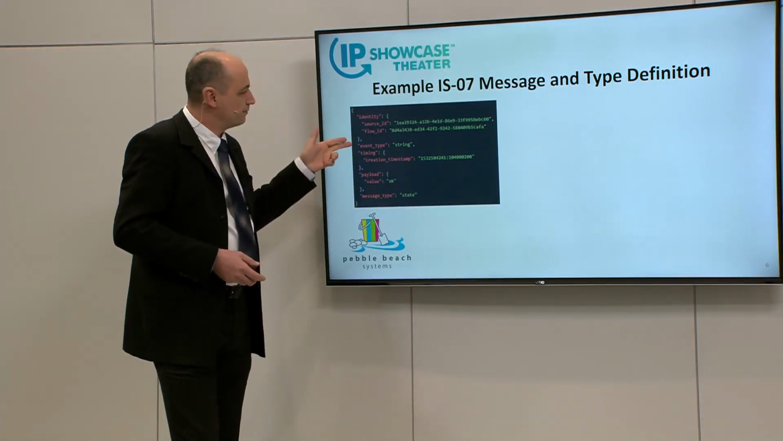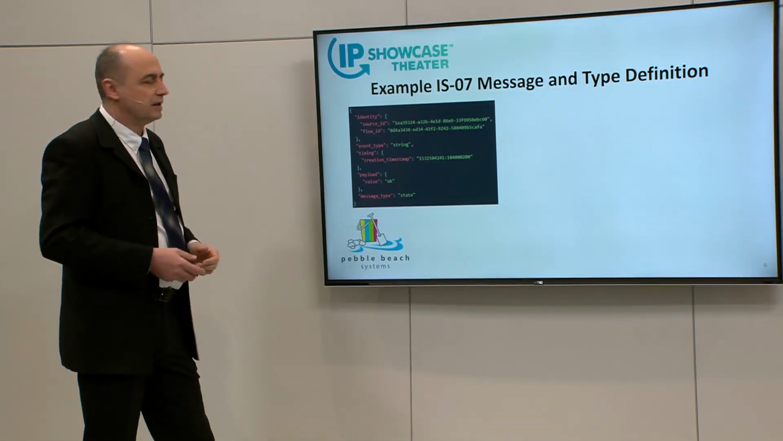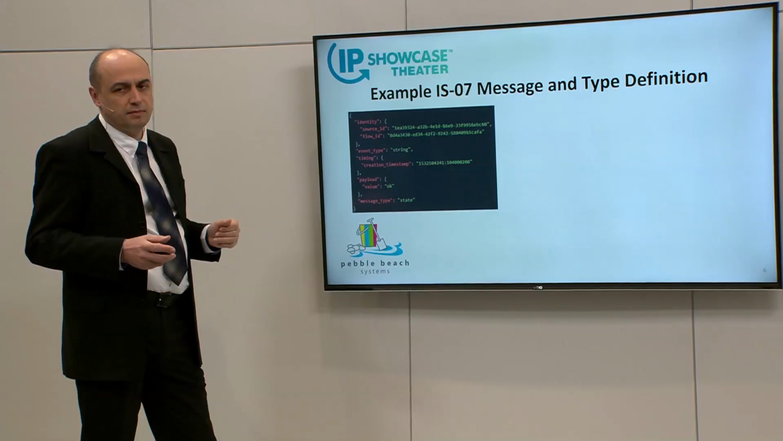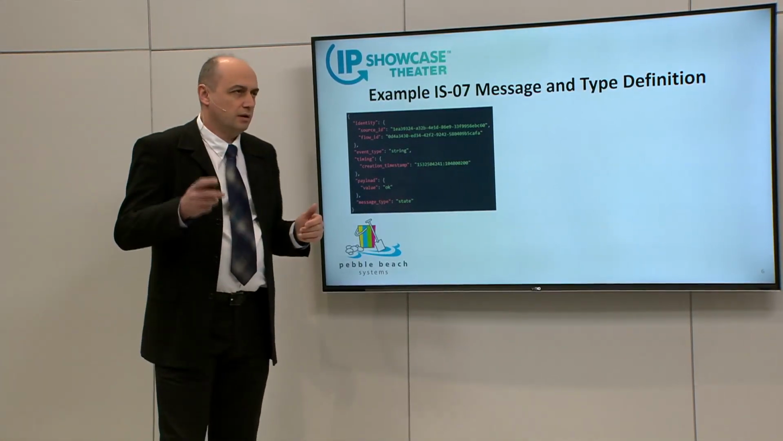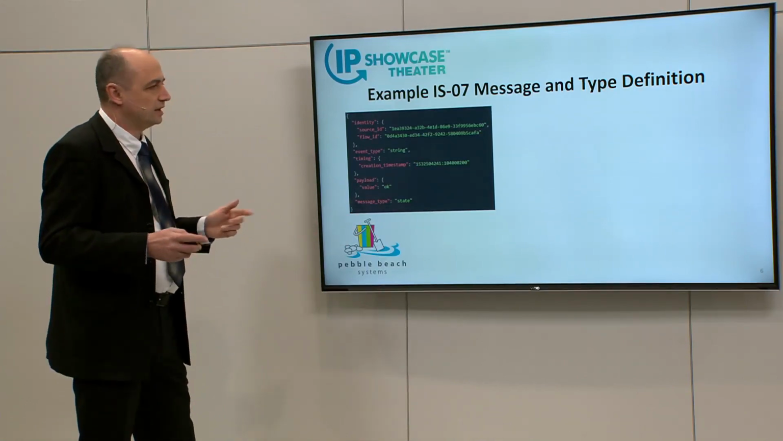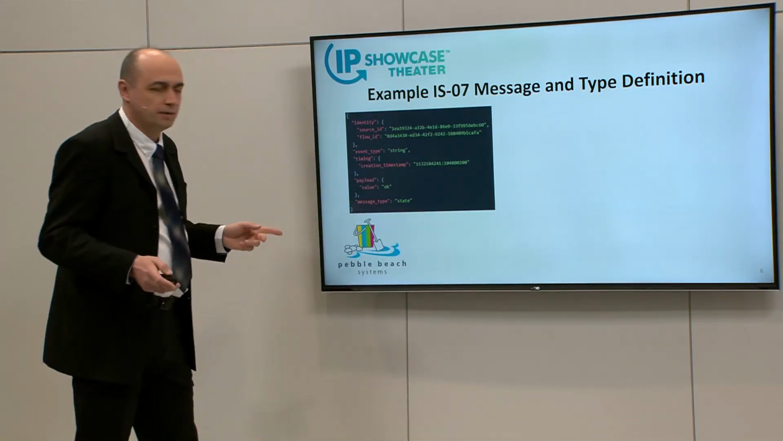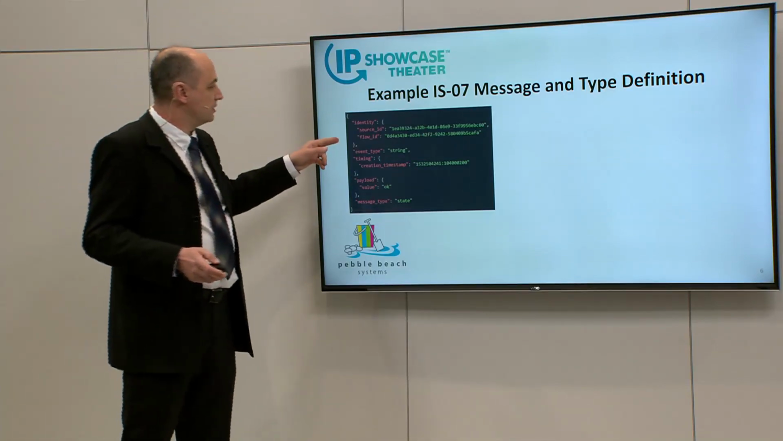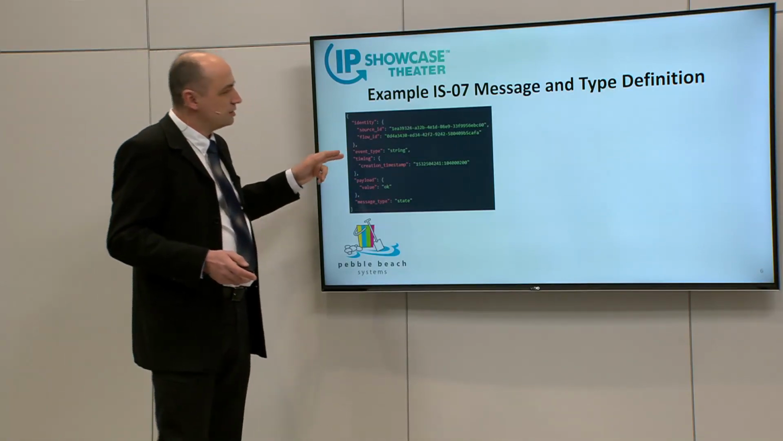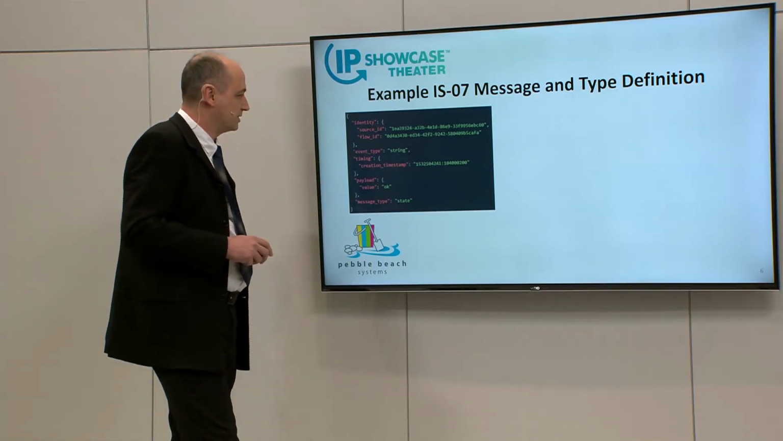The next element is the event type. And based on the event type, the control system will know how to match sources and receivers to make sure that it doesn't connect a number sender to a Boolean receiver, because that won't work. So this is declared also in the message, but also in the registration in ISO 4 of those senders.